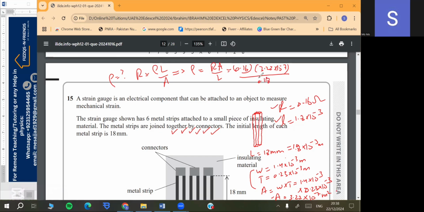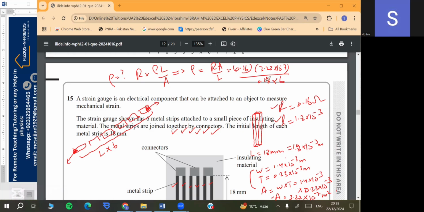Okay. Now there's a trick in this question. You have 6 strips. If you connect these 6 strips together in a straight line, 1, 2, 3, 4, 5, 6, the length will be increased, but the area will remain the same, because we need the cross-sectional area, right? The cross-sectional area is not going to change, but the length should be multiplied by 6, right? So we have to multiply the length of one strip by 6.